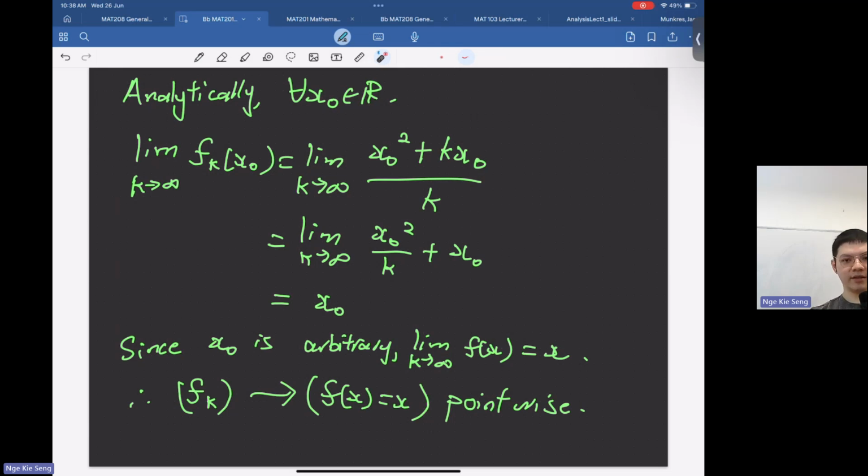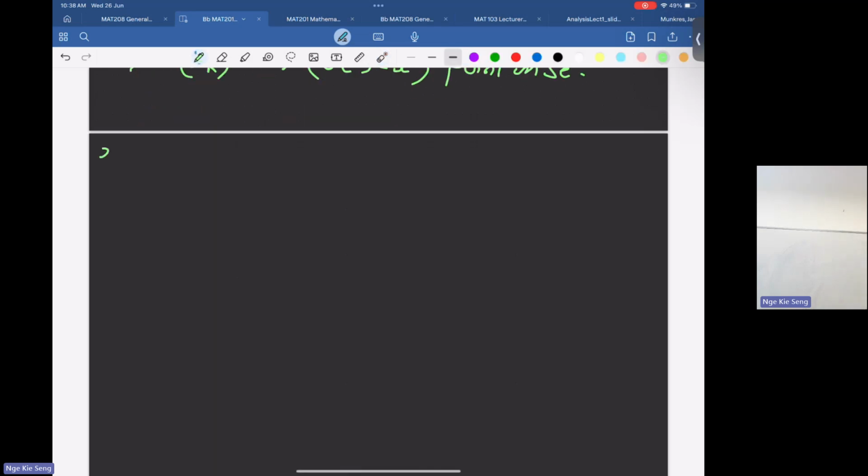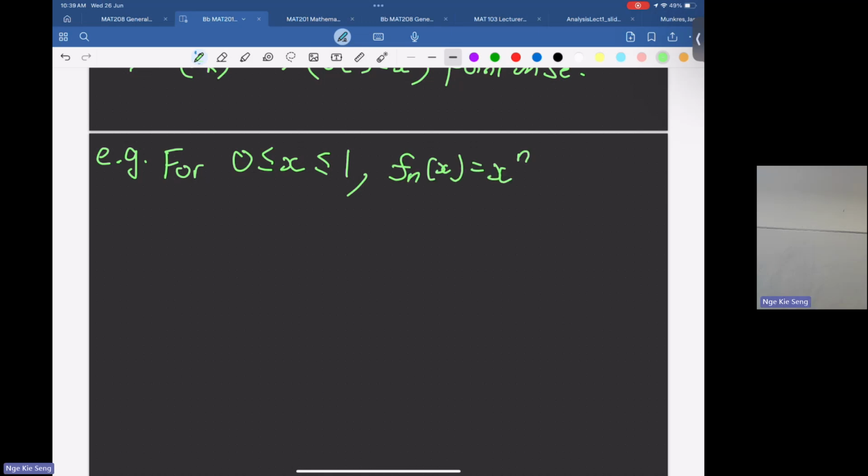Let's go to the next example. I want you to guess the pointwise convergence function. So I think we should stop here already. Here is another example, you can play with GeoGebra. For x living in 0 to 1, your fn(x) is x to the power n. Guess what f this has to converge pointwise to. You can try it with GeoGebra and discuss with your friends.